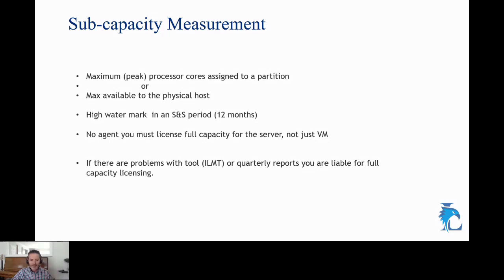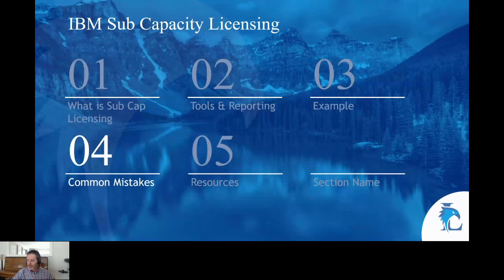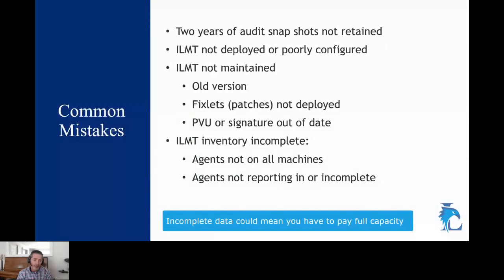A little bit of a delay. So the last bit here is going to be the common mistakes. The most common ones when it comes to subcapacity licensing is you just don't have the 2 years of audit snapshots. Or if you do, the snapshots themselves are incomplete, or they actually show you as being out of compliance. So have you got the snapshots? Can you put your hand on them is a simple question to ask. If you cannot, then you are out of compliance, and that is a significant risk for you.